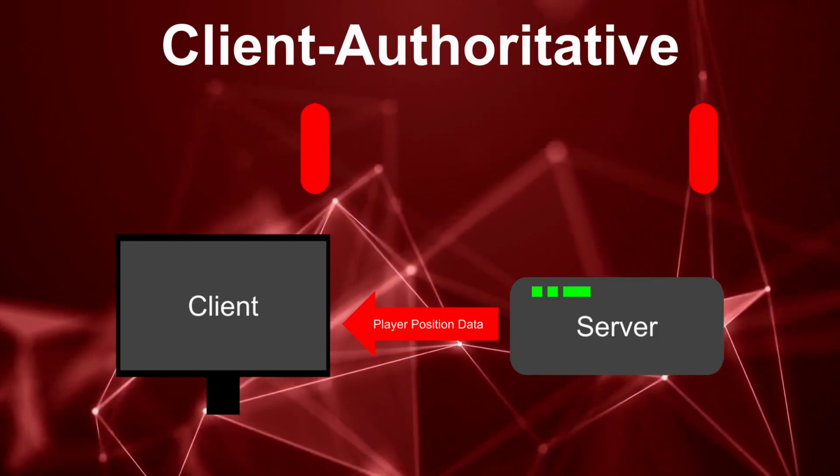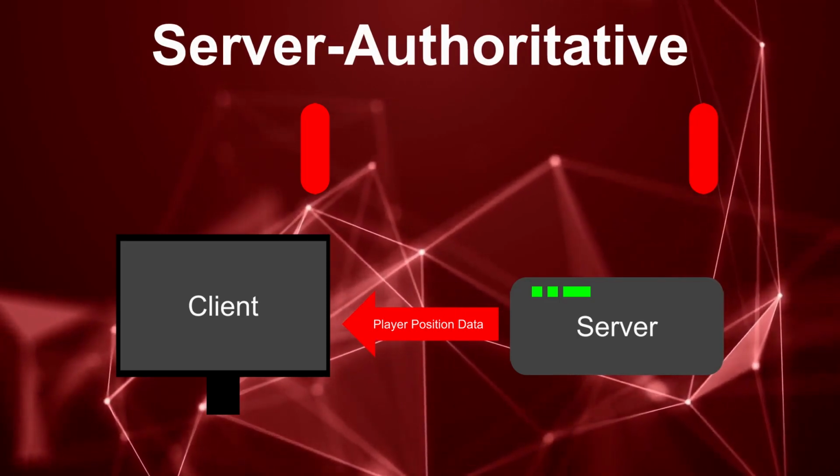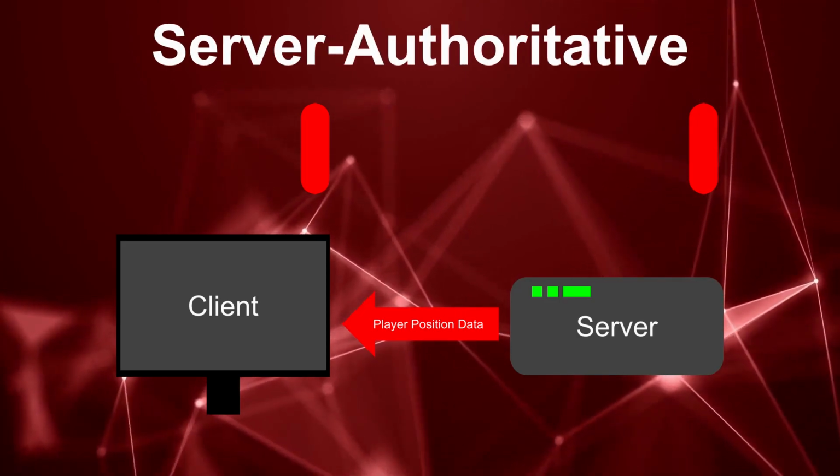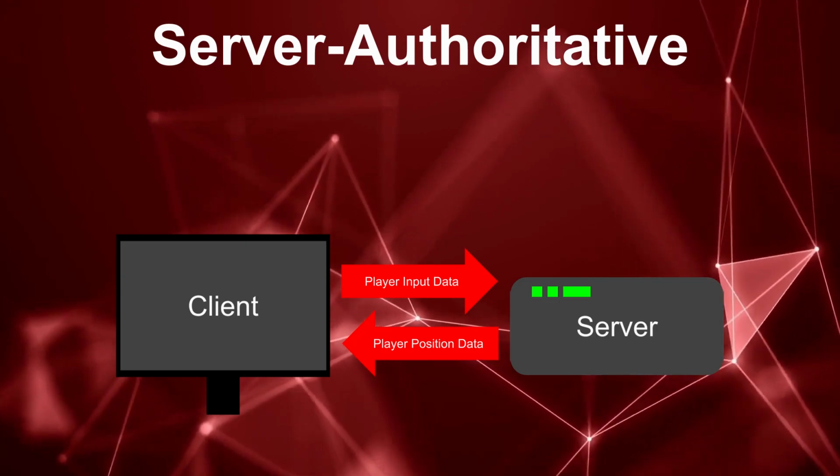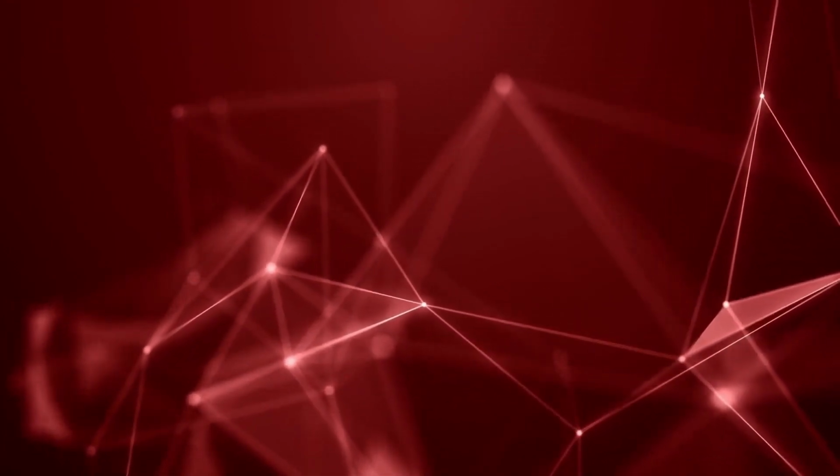But now let's reverse the roles and have the server do the calculations. Instead of setting the position of their player, the clients would send their input data, and the server would return their position. This makes it impossible to move faster than normal or teleport around the map.